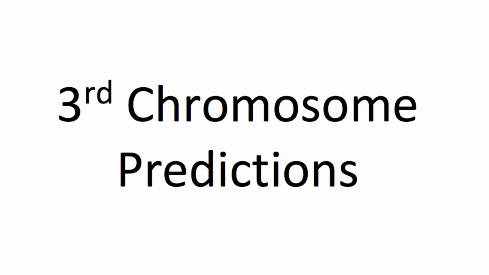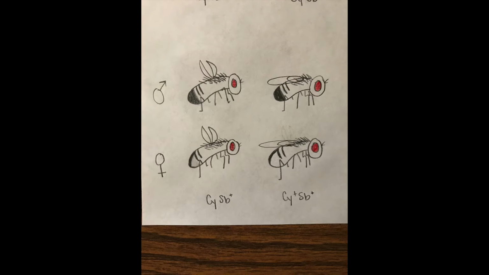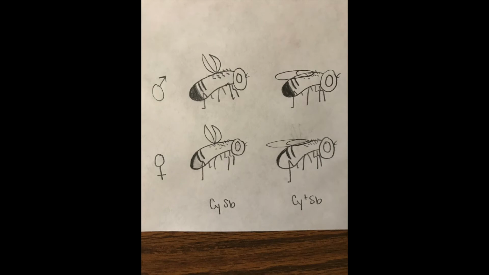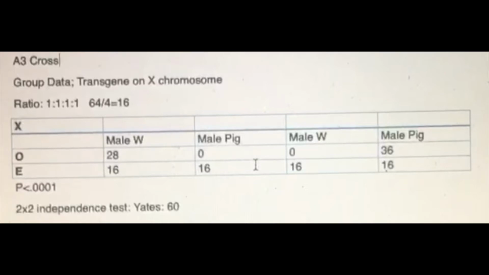When the transgene is on the third chromosome, the expected offspring would be males and females with red eyes and either long bristle and curly wing or long bristle and straight wing. Other expected offspring would be males and females with white eyes and either stubble bristle and curly wing or stubble bristle and straight wing. Offspring with red eyes, stubble bristle, and white eyes and long bristle are not expected. With 64 flies for the A3 cross in a ratio of 1 to 1 to 1 to 1, we would expect 16 flies for each type.